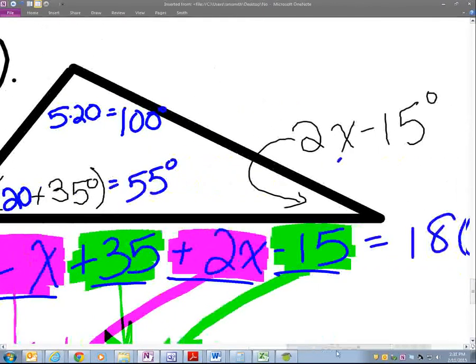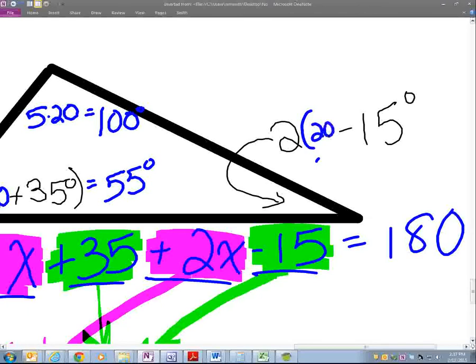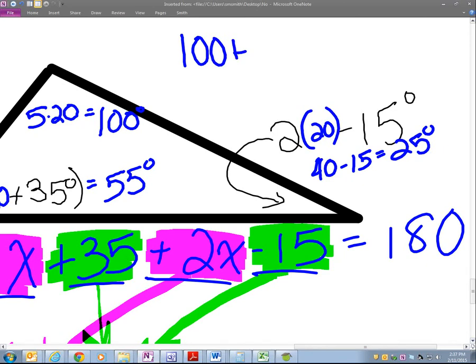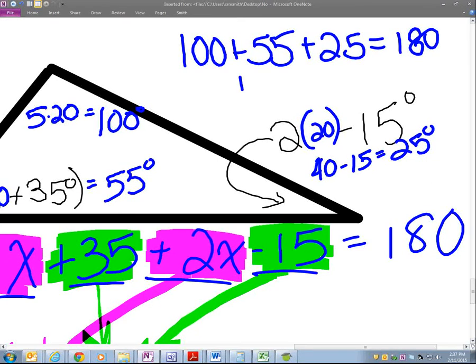Okay, 2 times 20 is 40. So 40 minus 15 is what? 25 degrees. Now, let's check ourselves so there's no wreckage. So we have 100 plus 55 plus 25. Does that equal 180? So we have 100 plus 80 equals 180. Does 180 equal 180? Oh, yeah. We are correct.